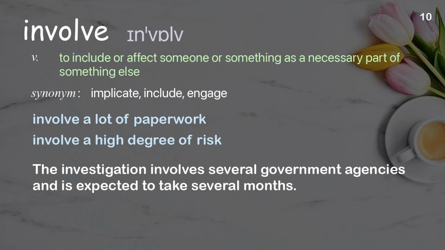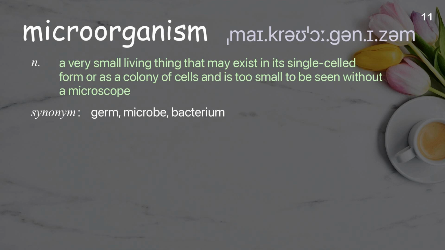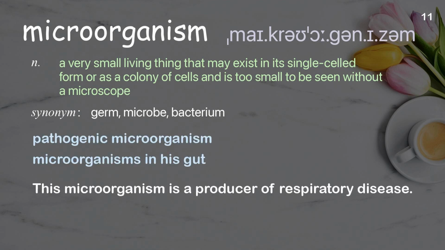Microorganism. A very small living thing that may exist in its single-celled form or as a colony of cells and is too small to be seen without a microscope. Examples: Pathogenic microorganism. Microorganisms in his gut. This microorganism is a producer of respiratory disease.